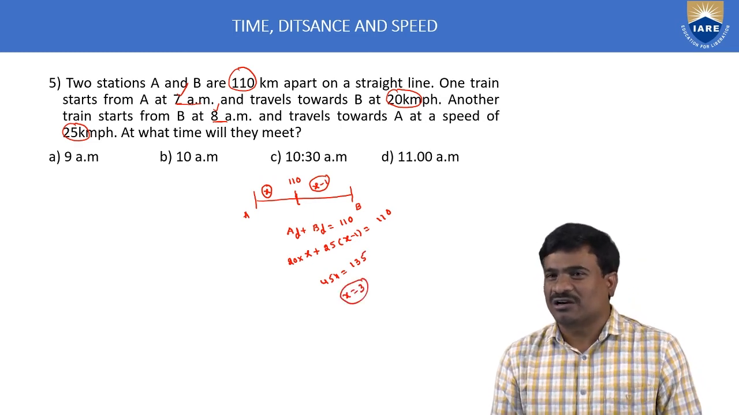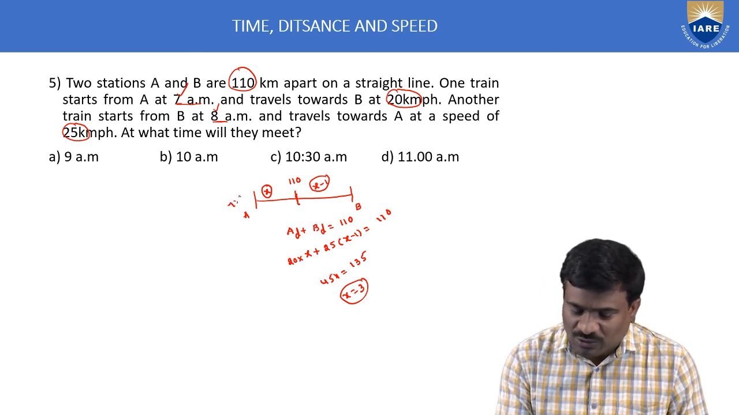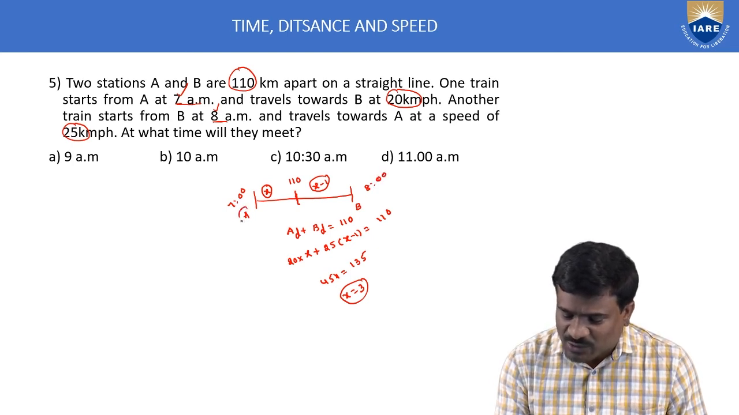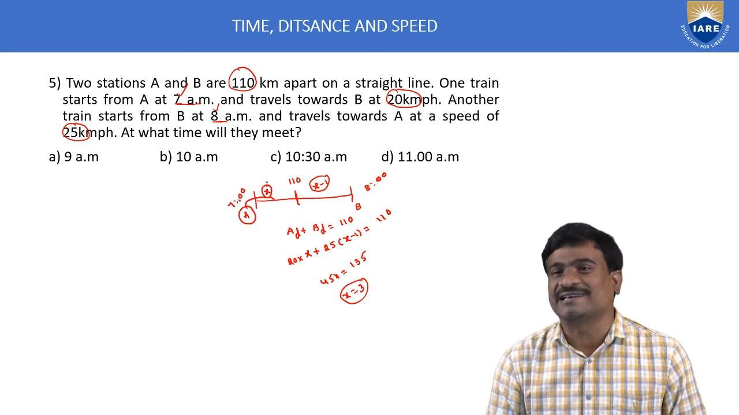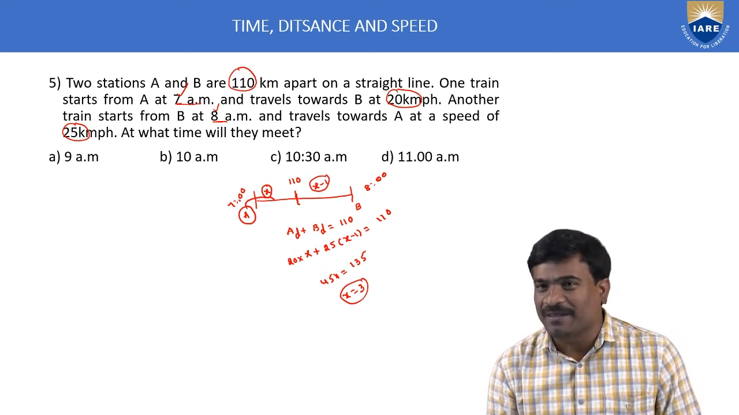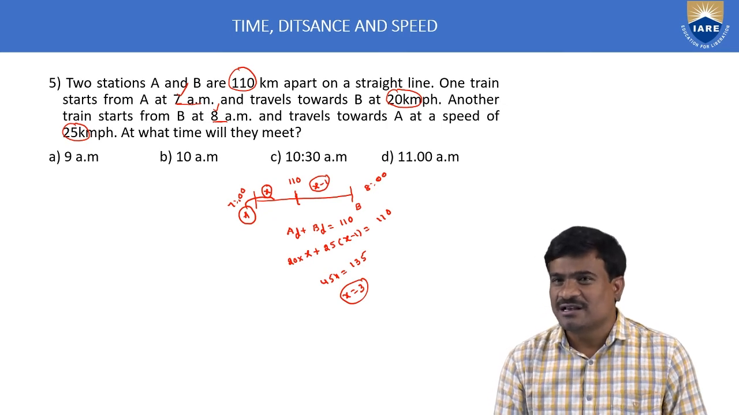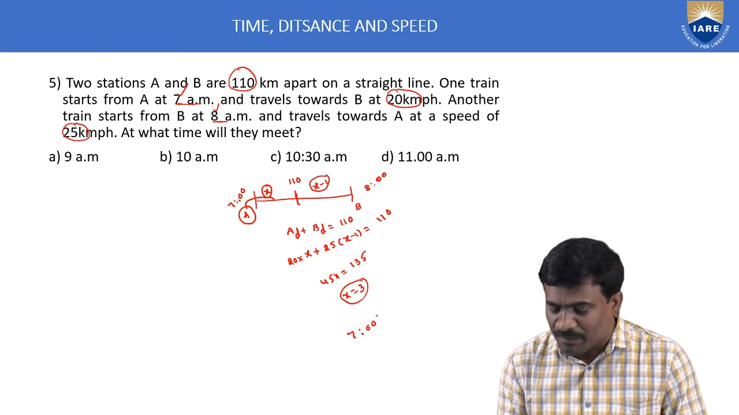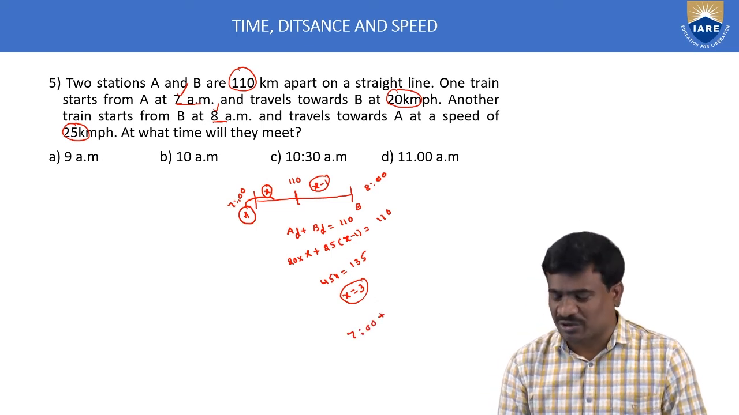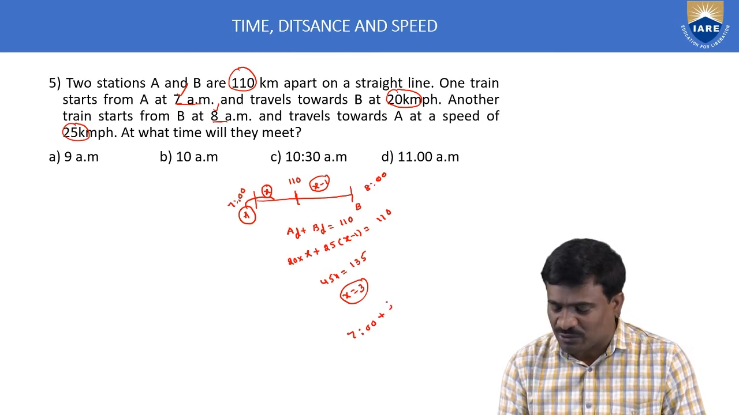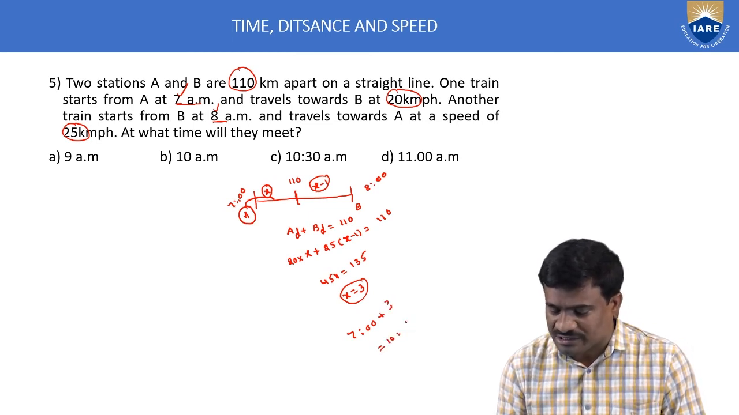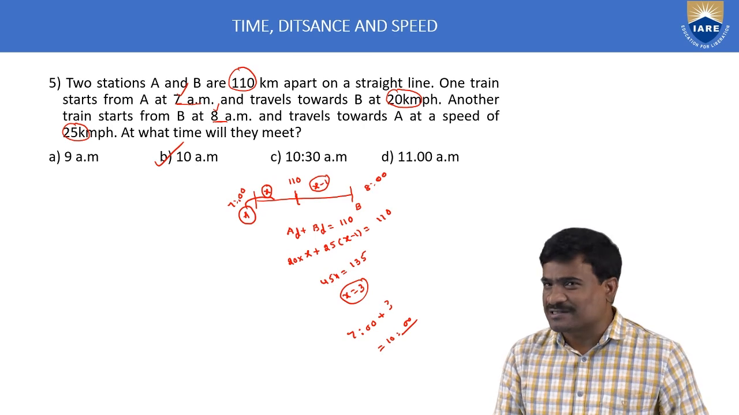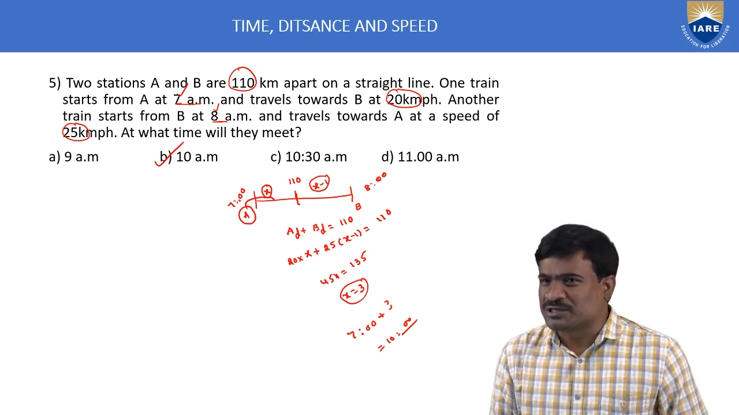X is equal to 3 hours. But A starting time is equal to 7 a.m. and B starting time is equal to 8 a.m. If we consider A, the meeting time is 7 o'clock plus x hours. If we consider B, it is 8 o'clock plus x minus 1 hours. Considering A, the starting time is 7 a.m. and the time up to the meeting point is x hours. Therefore 7 plus 3 is equal to 10, that is 10 a.m. Option B is the only correct answer. Simple method. This type of question is very important for competitive exams. Here apply only a logical approach.